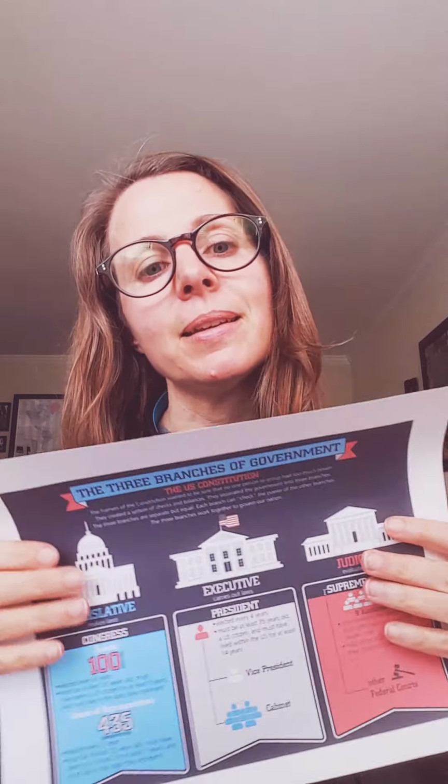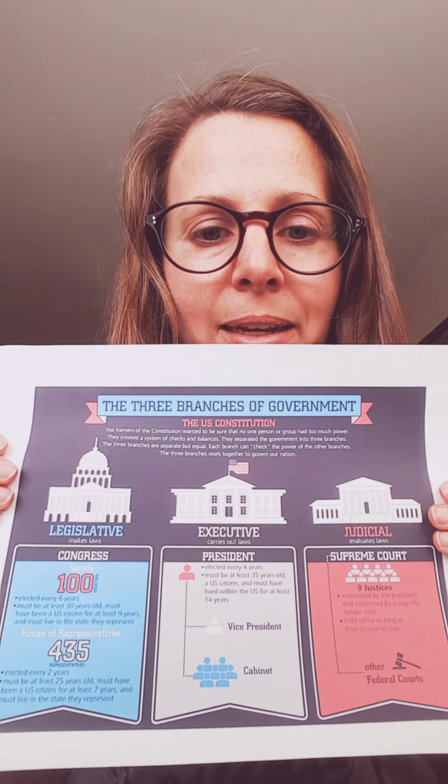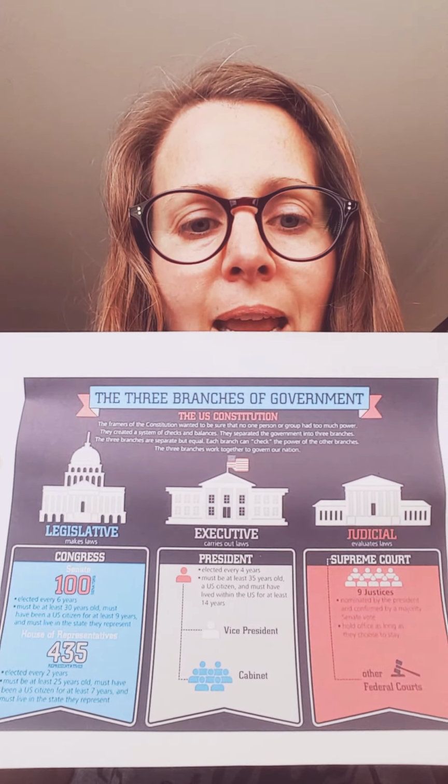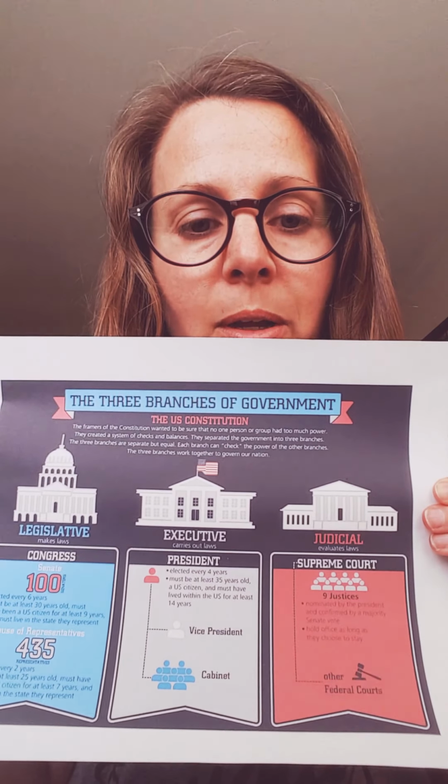Hi, third grade. It's time for social studies, and guess what? We are on our last branch of the 3 branches of government. We have already discussed the legislative branch. We've already discussed the executive branch, and now we've just got the judicial branch to talk about.